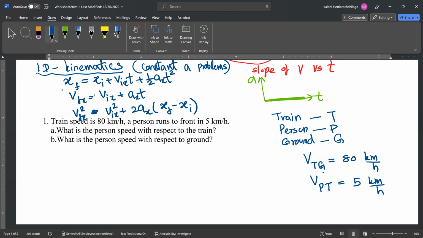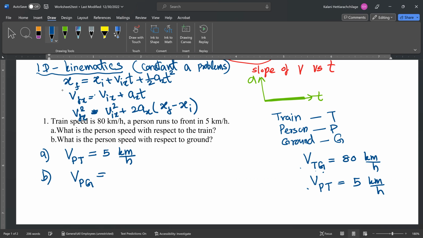So now we're going to move into A and B according to the information given. A. What is the person's speed with respect to the train? Asking for the person's speed with respect to the train. Do we know that? Actually, it is given in the question, so you just need to write the answer. And B. What is the person's speed with respect to the ground? Is it given? No. So now how do you find it?